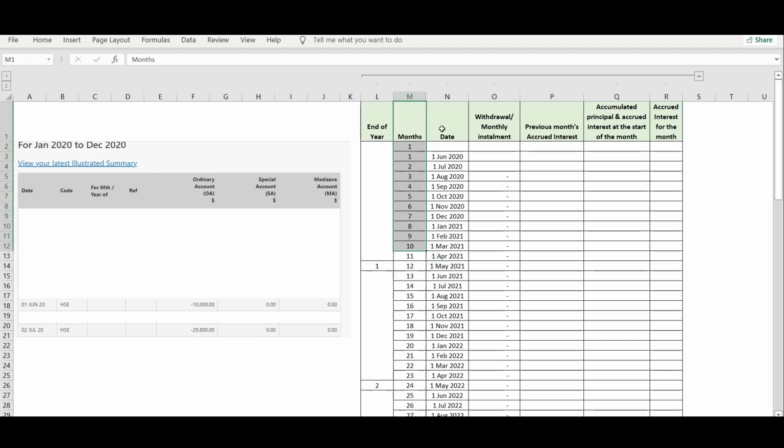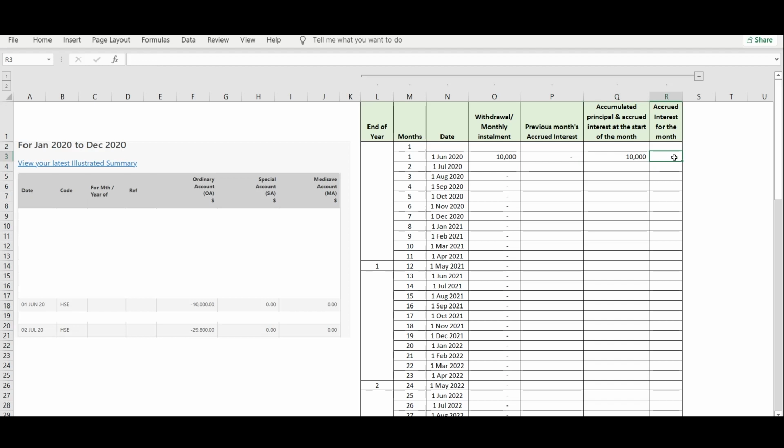First of all, I have the number of months in this column, and the next column is the first day of every month, followed by the column where I put the withdrawal or the monthly installment. Next column I will have previous month's accrued interest, and then followed by accumulated principal and accrued interest, and also one column for accrued interest. So how this mathematics works is, example, because I made a contribution on 1st June, right? So I will put my 10k here, and then under previous month's accrued interest, because this is the first time I made this withdrawal, I do not have any previous month accrued interest, so it will be nil for this row. On this date, 1st June, I have no interest, right? So I will just have 10k.